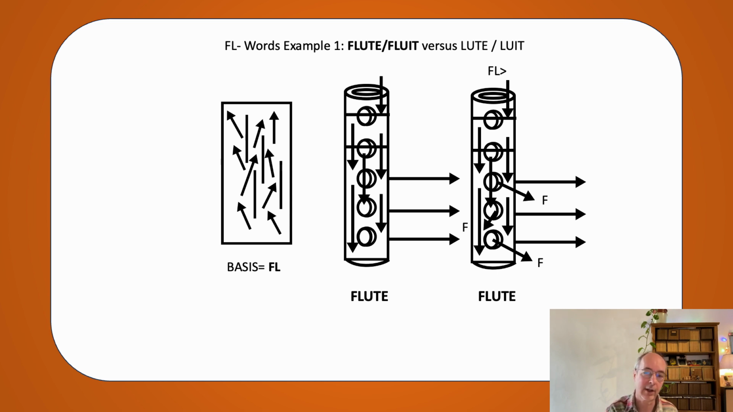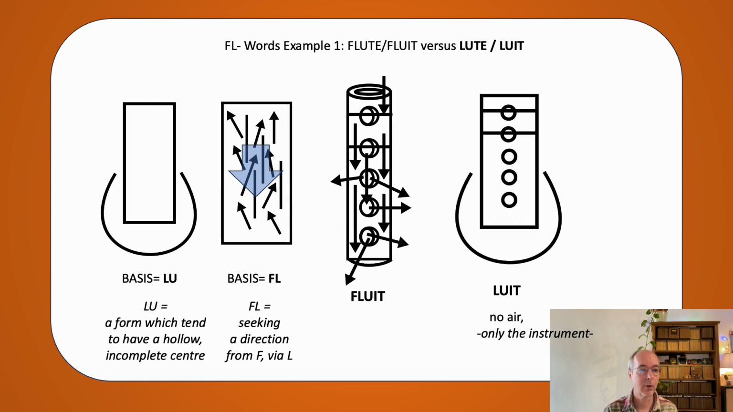Now, why is it so different with a lute? Because you can't recognize a lute here at all. The basis of this word was not fl. If you have the basis of lu instead of fl, you also have the l, the two-dimensional long area, and the u, or the hollow part. In this case they are separated. It could have been one space as well, but the rest is the same.